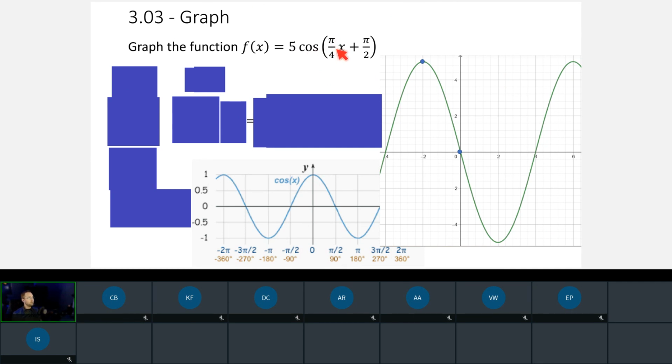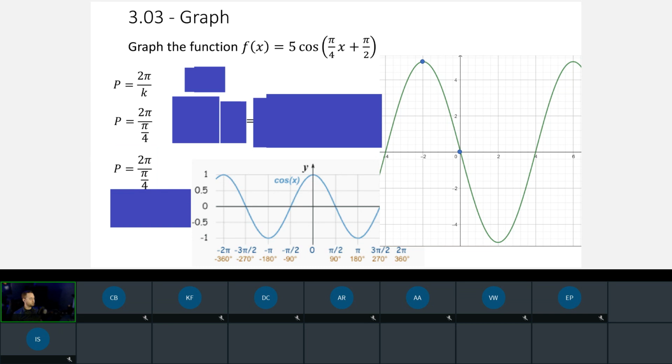All right, the K value is pi over 4. The C value is pi over 2. But remember, this is not the horizontal shift. We have to do something to first find that. So let's first find the period. Use the formula. It's the same as the last problem. The period is 8. So it takes a distance of 8 before it repeats.